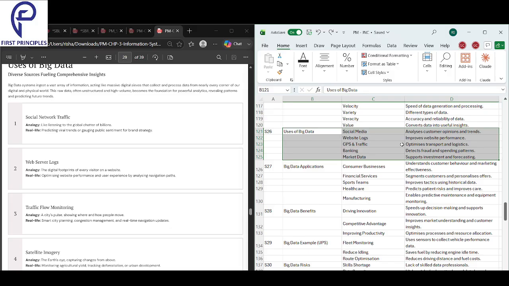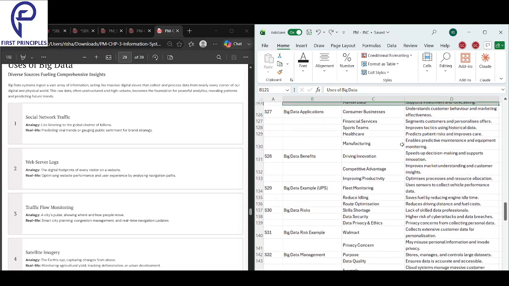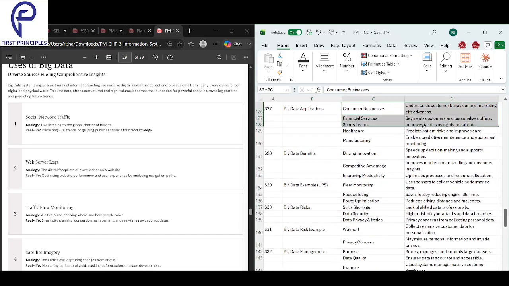It improves your website performance, optimizes your transport, detects fraud and spending patterns, and supports your investment and forecasting. So these are some of the benefits and applications of big data. Now we look into the major applications industry wise.